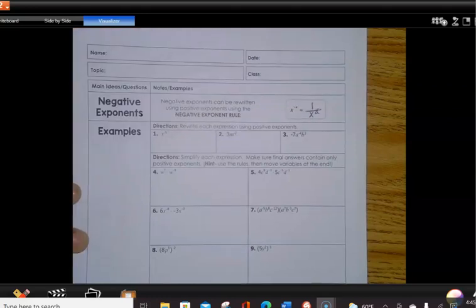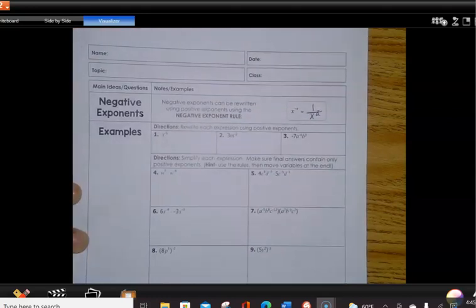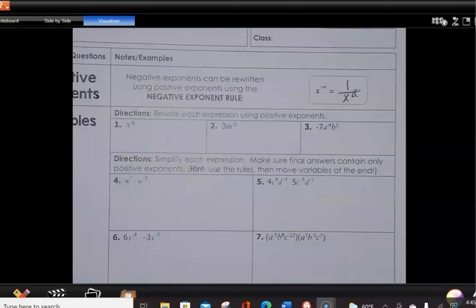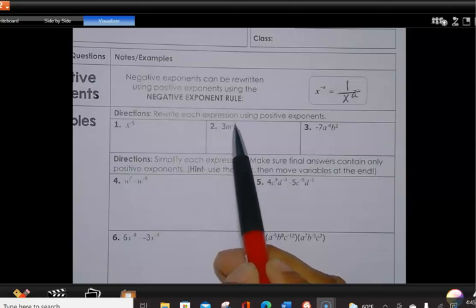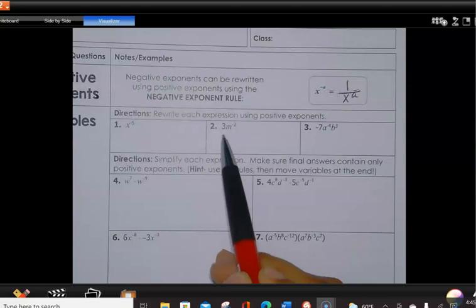Remember in class, I basically said to you guys about the happy place, right? If the particular variable, or base, has a negative power, he's not happy where he is. So in this case, we would move him to the denominator.